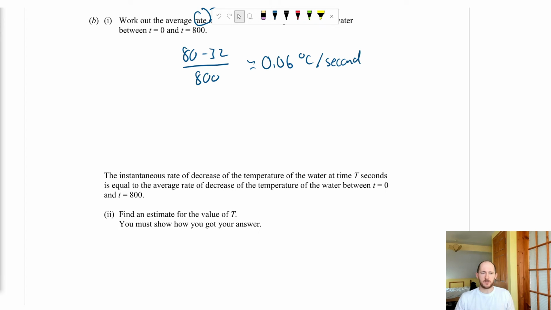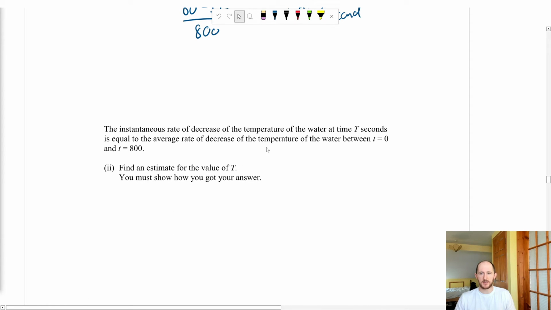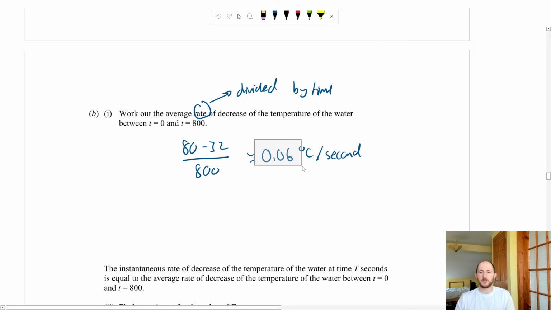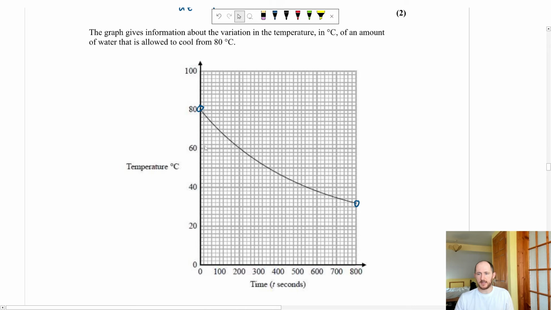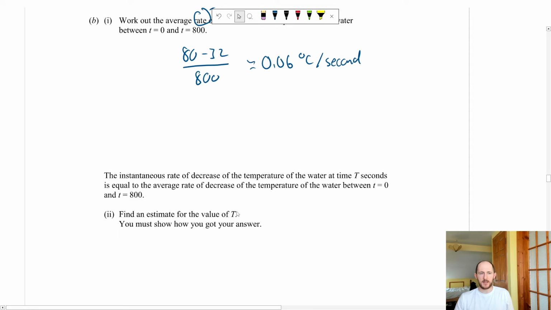Okay, so how do you do this? What you need to do, and this actually isn't really possible for me to do on a computer, is you're going to try and draw a tangent which has a gradient of 0.06. So you're going to try and draw a tangent along here that has a gradient of 0.06 at whatever time that works, if that makes sense. That is your value for t.